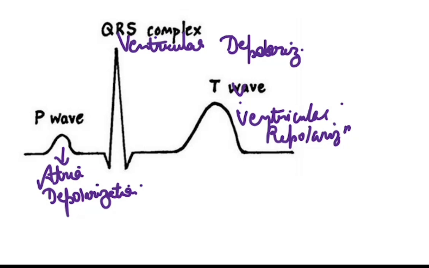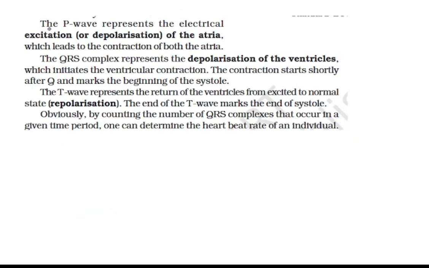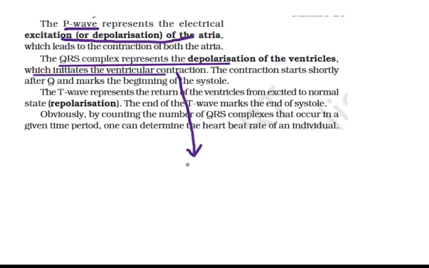Now, this is the line from the NCERT. The P wave represents the electrical excitation or depolarization of the atria. Then the QRS complex represents the depolarization of the ventricle, which initiates the ventricular contraction. That is ventricular systole, because they are talking about the contraction. The contraction starts shortly after Q and marks the beginning of the systole. So this is an important one.